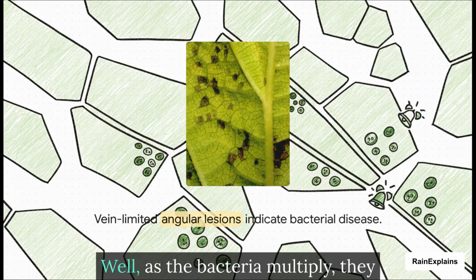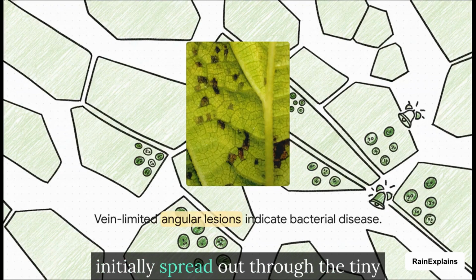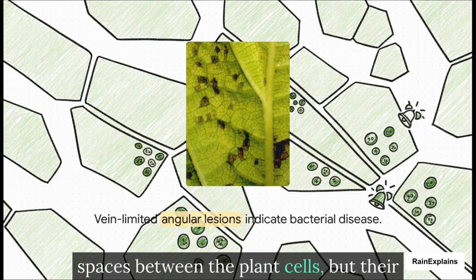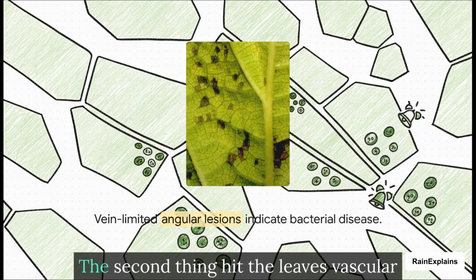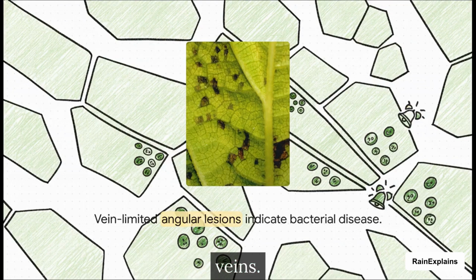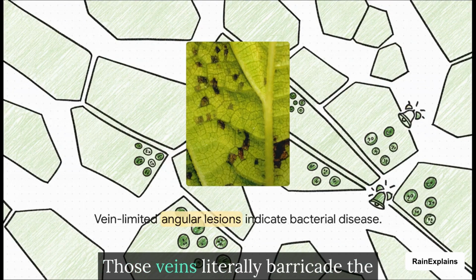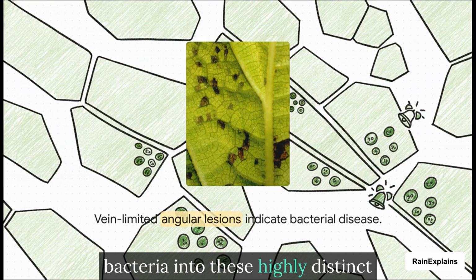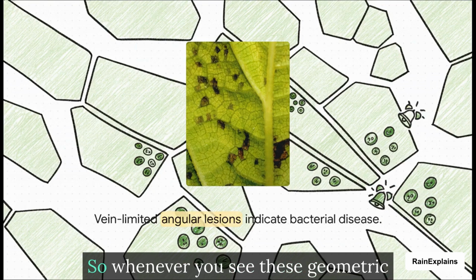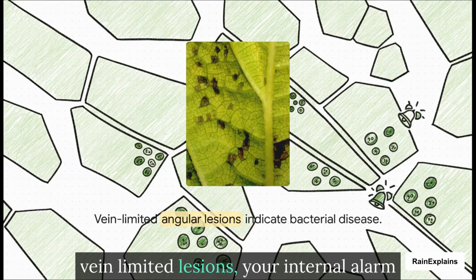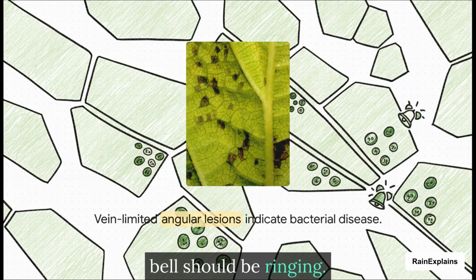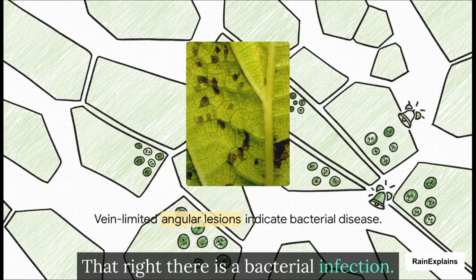Why is that? Well, as the bacteria multiply, they initially spread out through the tiny spaces between the plant cells, but their progress is abruptly halted the second they hit the leaf's vascular veins. It's like hitting a brick wall. Those veins literally barricade the bacteria into these highly distinct angular borders. So whenever you see these geometric, vein-limited lesions, your internal alarm bells should be ringing. That right there is a bacterial infection.